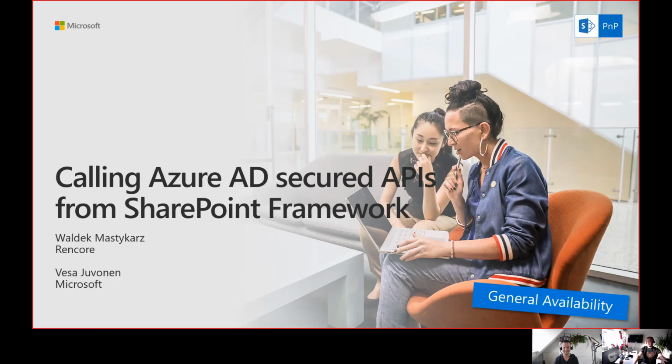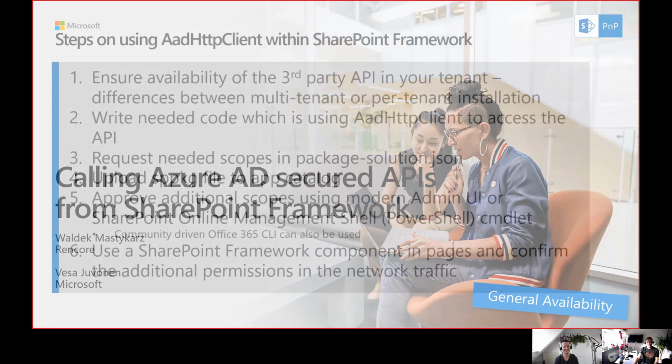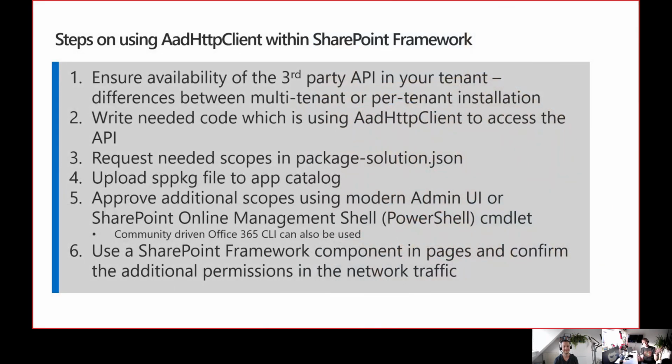Anyway, now a lot of talking. So let's actually go through some slides. So what does it mean in practice? Pretty busy slide, but what it actually means is, let's go through the steps of using the Azure AD HTTP client. So Azure AD HTTP client is the wrapper or abstraction class for using or calling a third-party web API in a secure way.